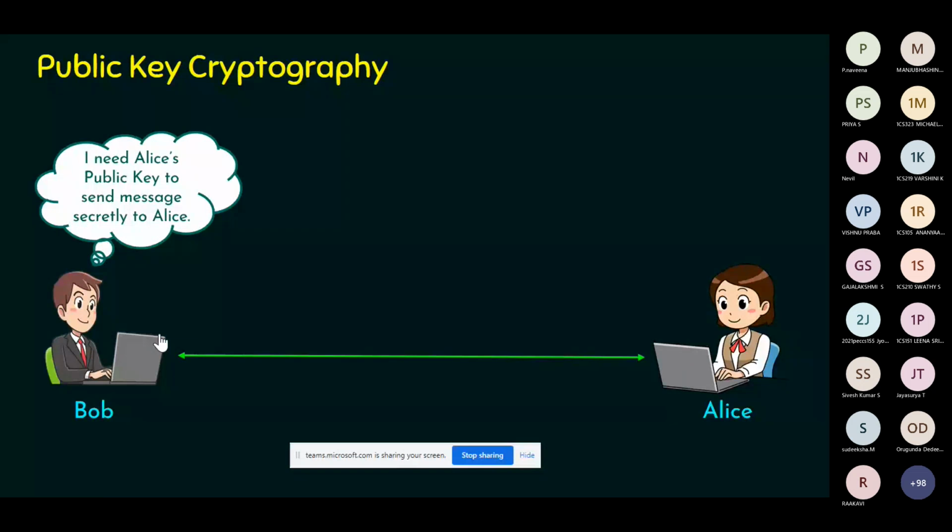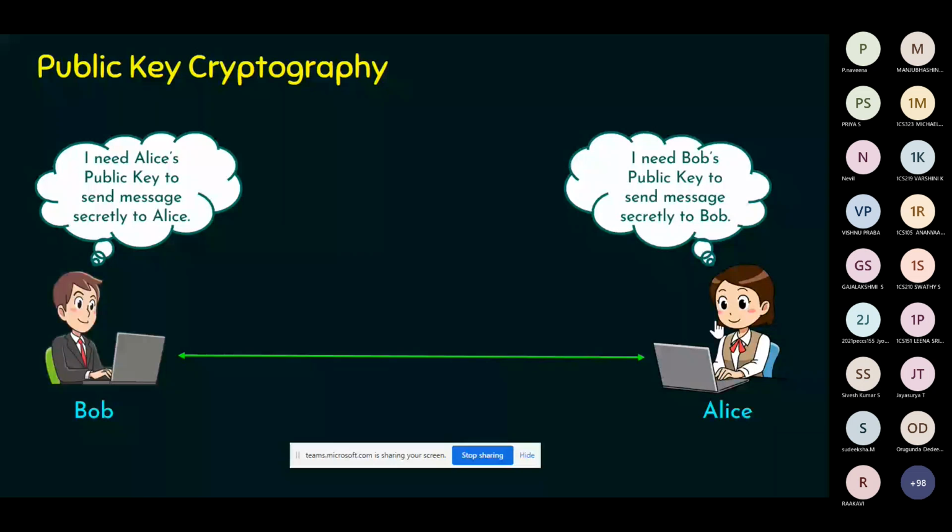See, first, what Bob is telling is, I need Alice's public key to send a message secretly to Alice. Now, when he encrypts the message using Alice's public key, no one in the world can decrypt it. Everyone will be receiving ciphertext, but no one can decrypt it except Alice, because the other key that can break this is the private key, which Alice alone knows. Similarly, when Alice wants to send some message to Bob, she needs to collect Bob's public key first.